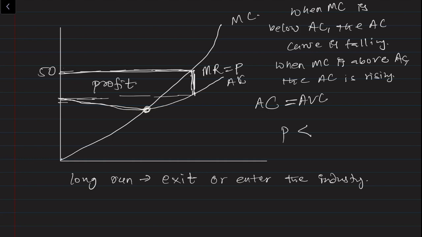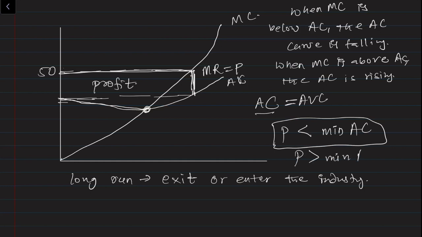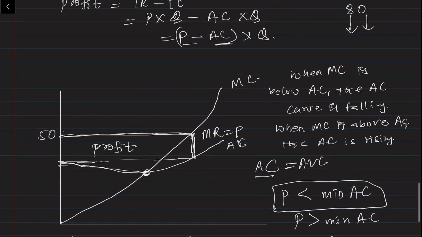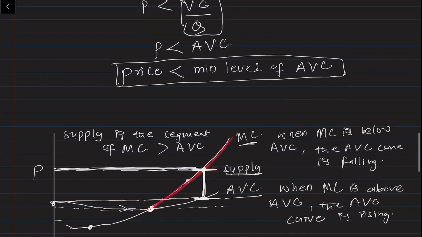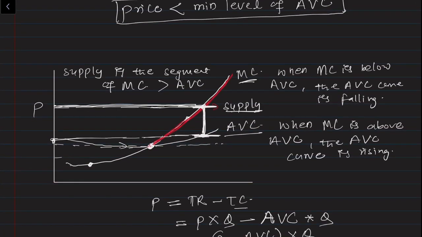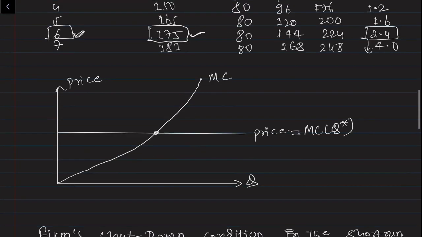The condition is pretty much the same. In this case, you have average cost, so price should be less than the minimum value of average cost. The firm will exit the industry when the price is less than the minimum level of average cost, and firms will enter the industry when the price is above the minimum level of average cost. So this is all about the individual firm's demand and supply curve. This is the supply curve and the demand curve is perfectly elastic.